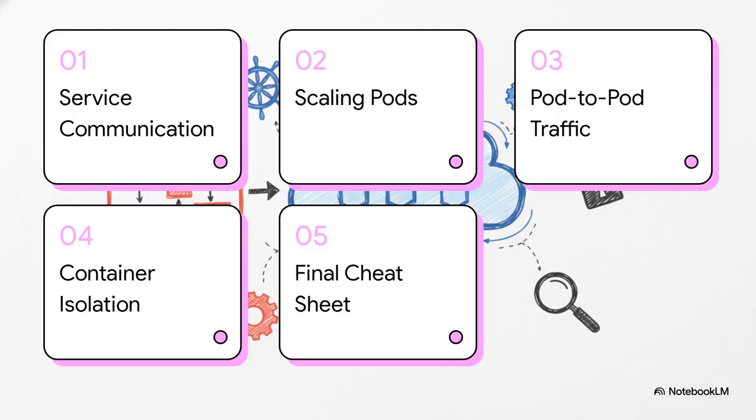So here's the game plan. First up, we're going to unravel how services talk to each other. Then we'll figure out how to automatically scale up when things get crazy. After that, it's all about security. We're building virtual walls between our pods. And to wrap it up, we'll get into some serious sandboxing for top-tier security. Oh, and definitely stick around for the cheat sheet at the end. It's going to pull everything together for you.